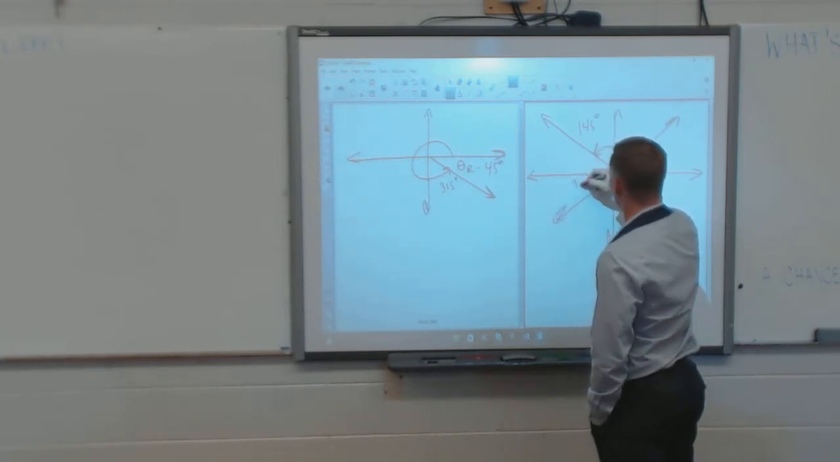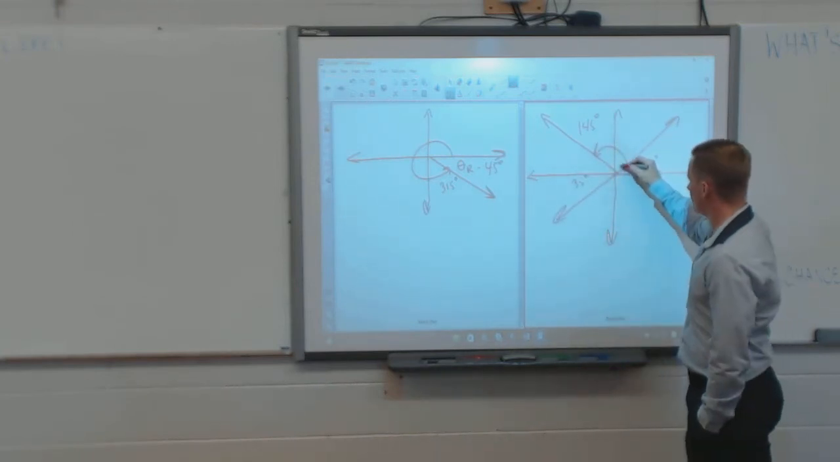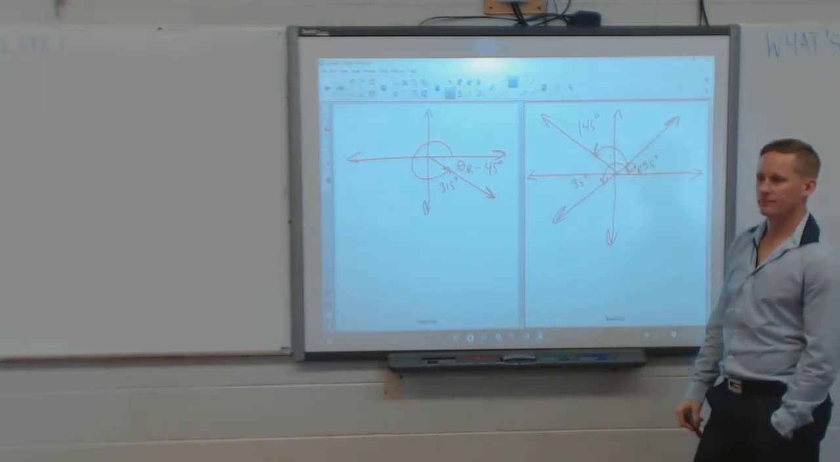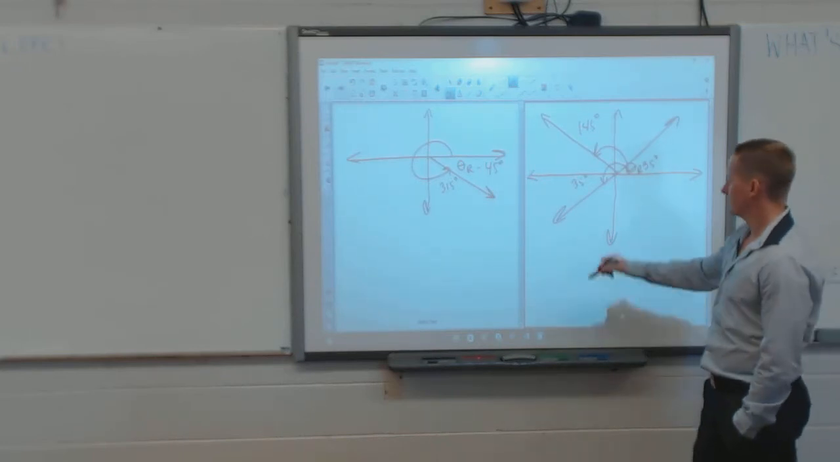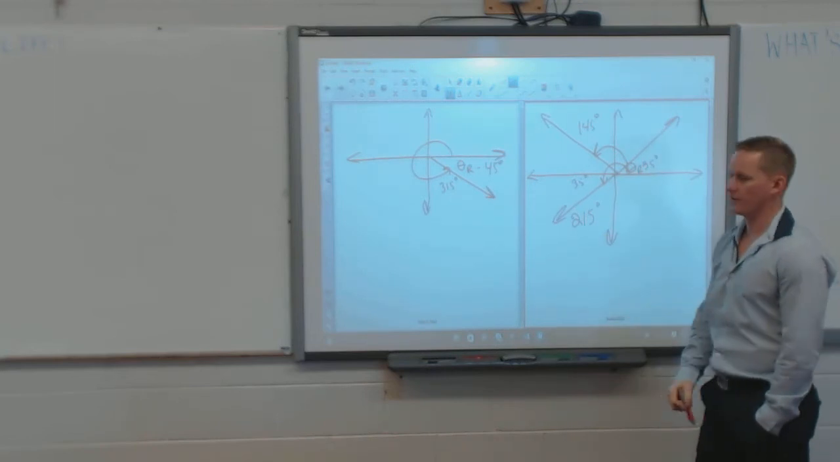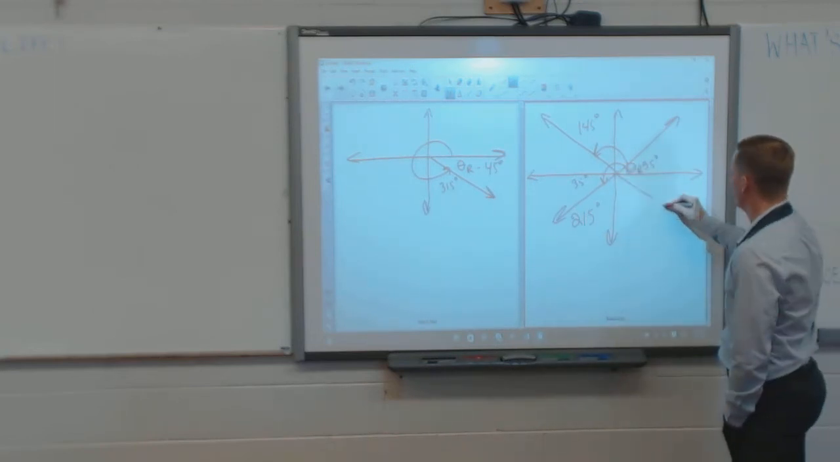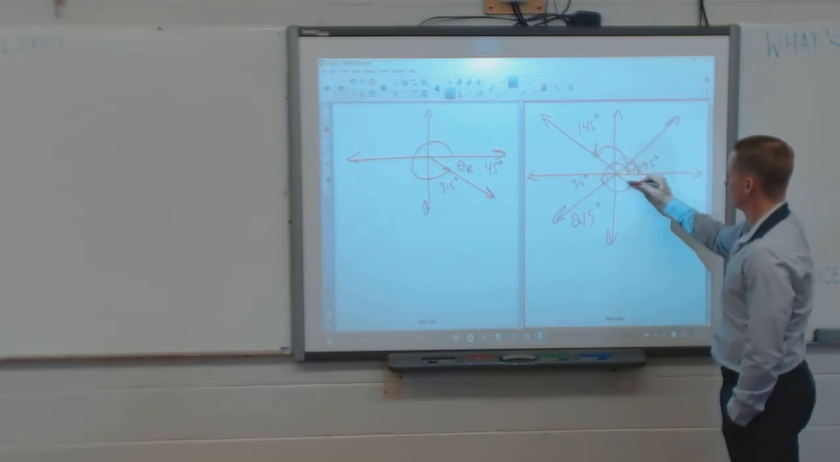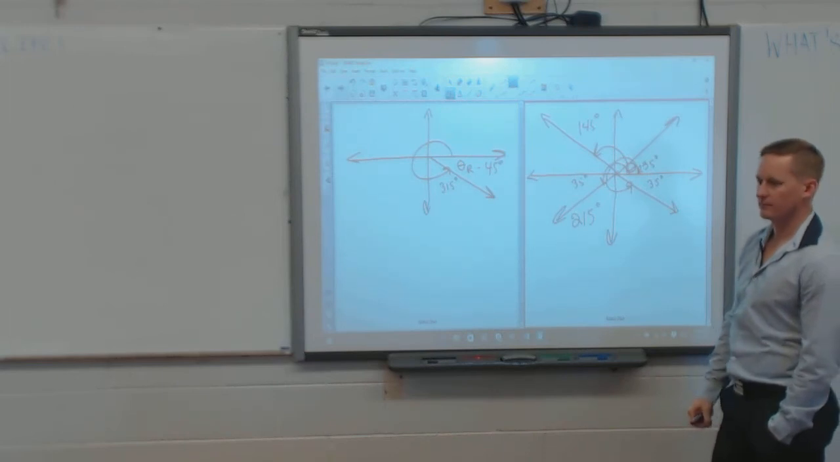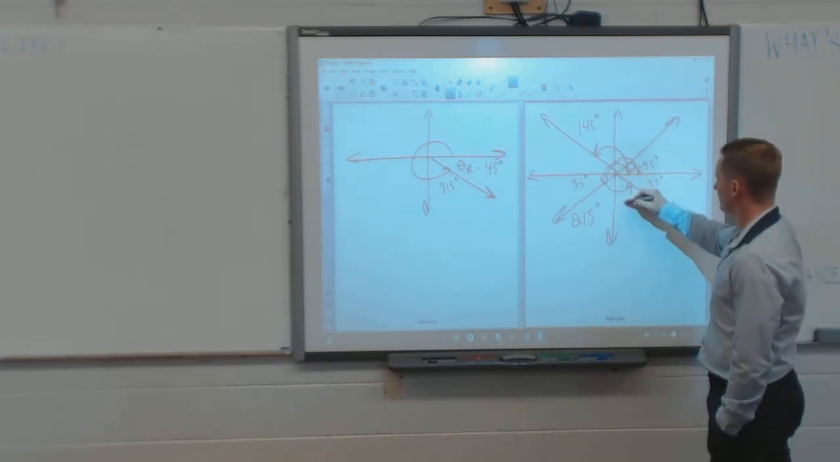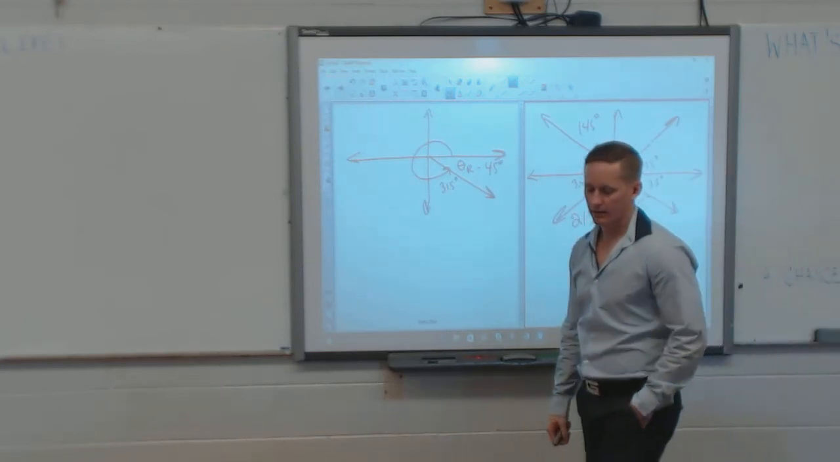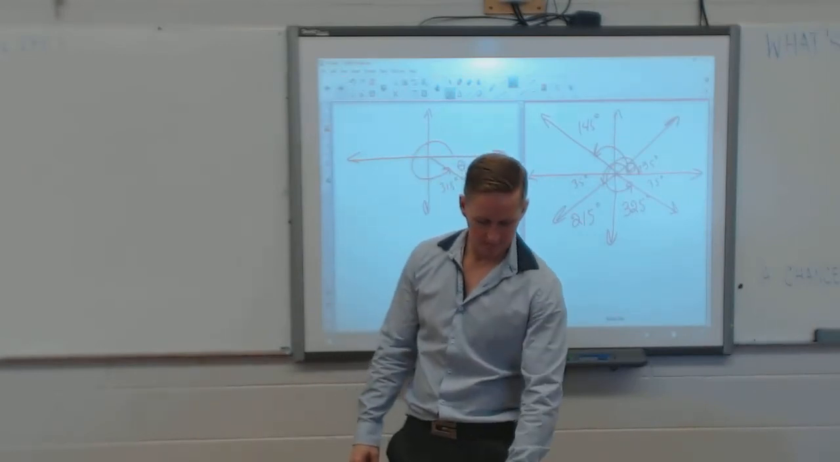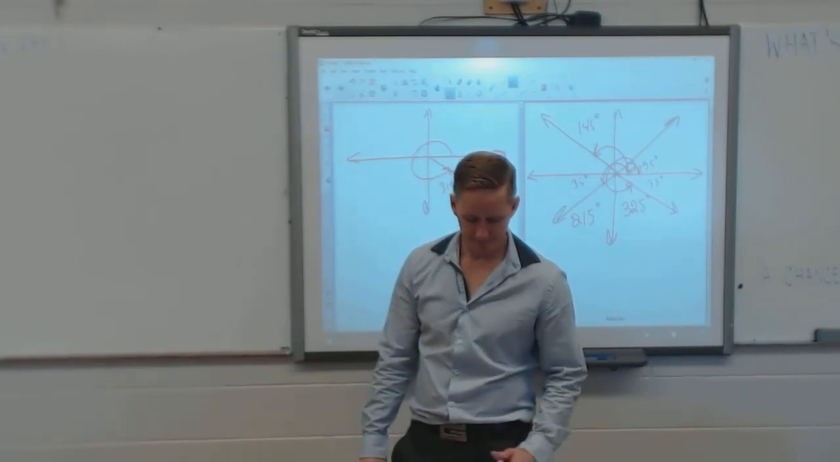Down here, this is 35 degrees. What does that make this angle? 180 minus. Not minus. Plus. 180 plus. That's right. 215. And then over here, 360 minus. Yeah. 325. Okay, not that difficult yet. Right?